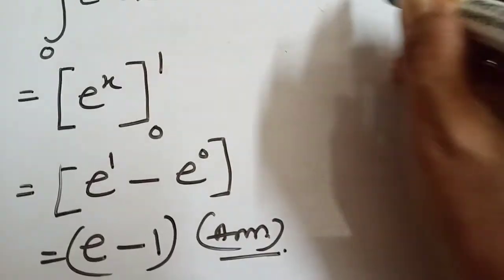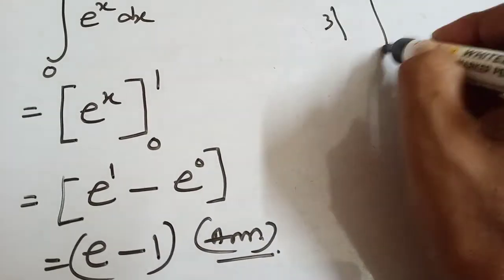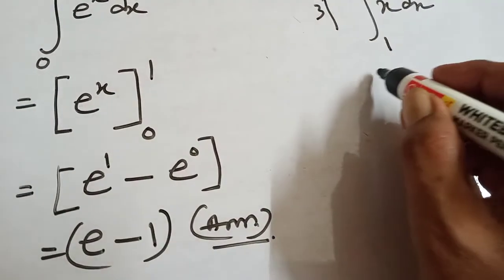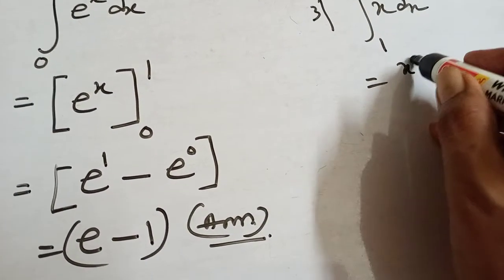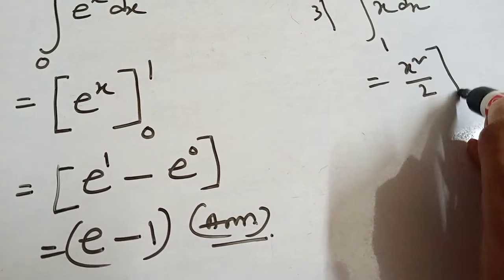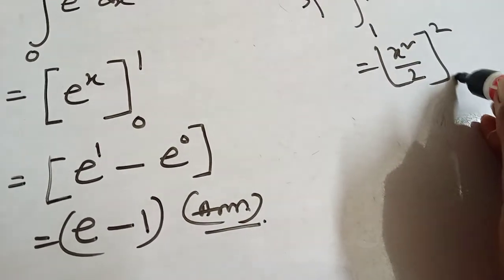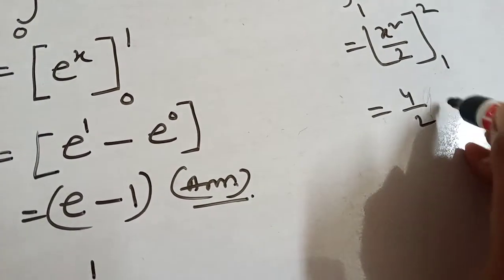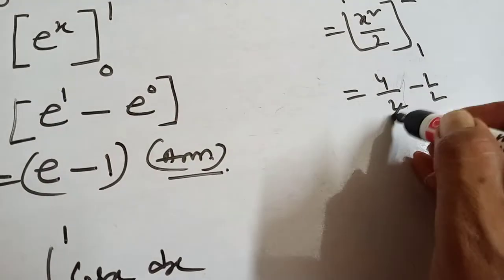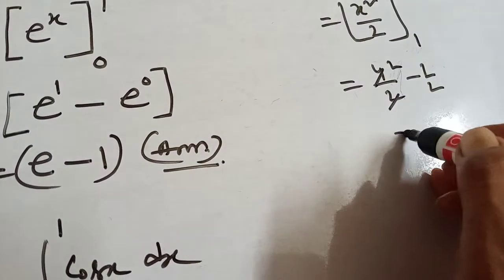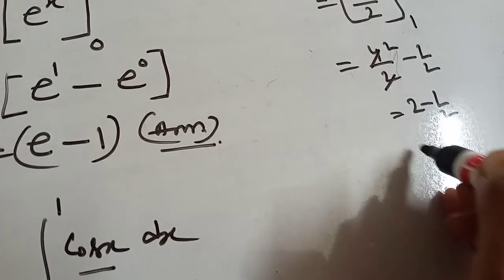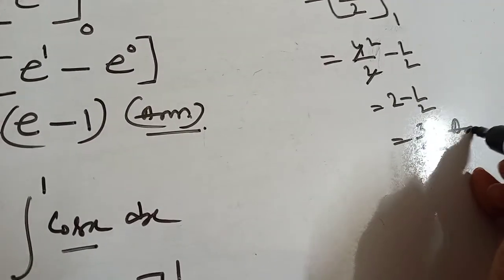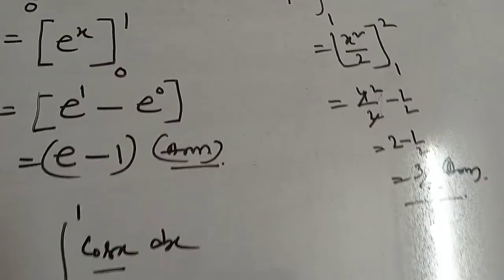Suppose, given example 3, integration of x dx from 1 to 2. Integration of x means x square by 2. Next put upper limit minus lower limit. Then it will be 4 by 2 minus 1 by 2. Then 2 cancels, 2 minus 1 by 2, that is 4 minus 1, 3 by 2. This is the answer.